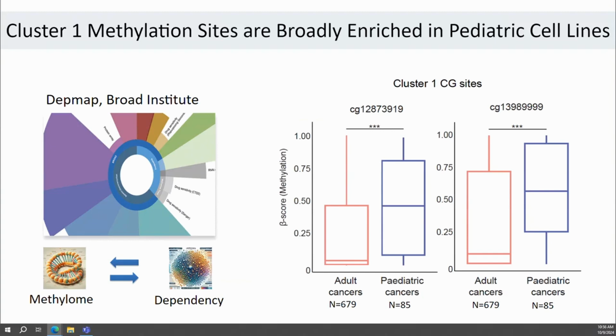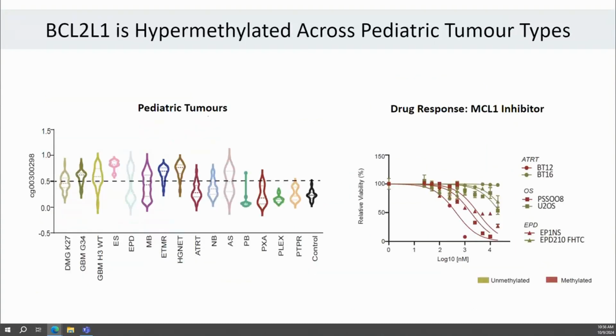You can see here on these box plots the correlation of the methylation sites that are in cluster 1. The way DepMap performs their methylation data is using bisulfite sequencing, so we could only identify 2 cluster 1 sites within their data. Nevertheless, these 2 cluster 1 sites are highly enriched in pediatric cancers compared to adult cancer cell lines. So this provides us additional data that this site is in fact important in other pediatric cancers as well.